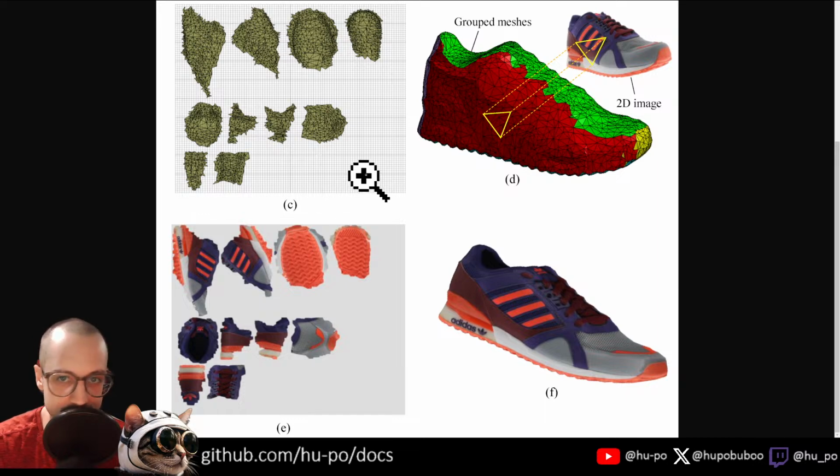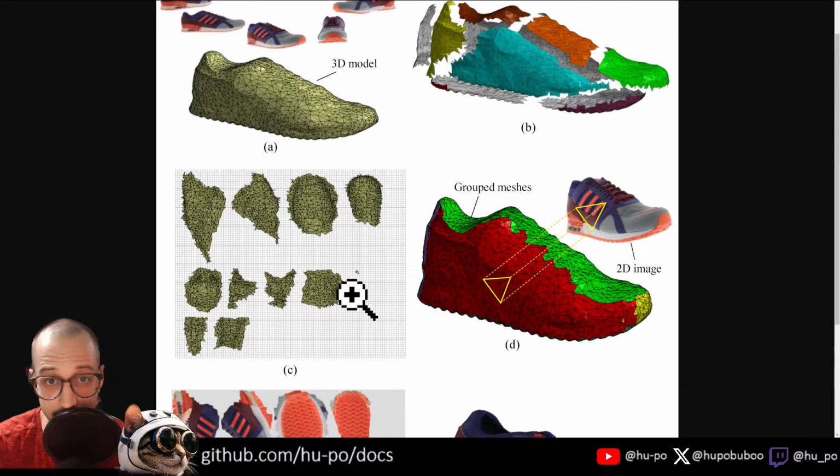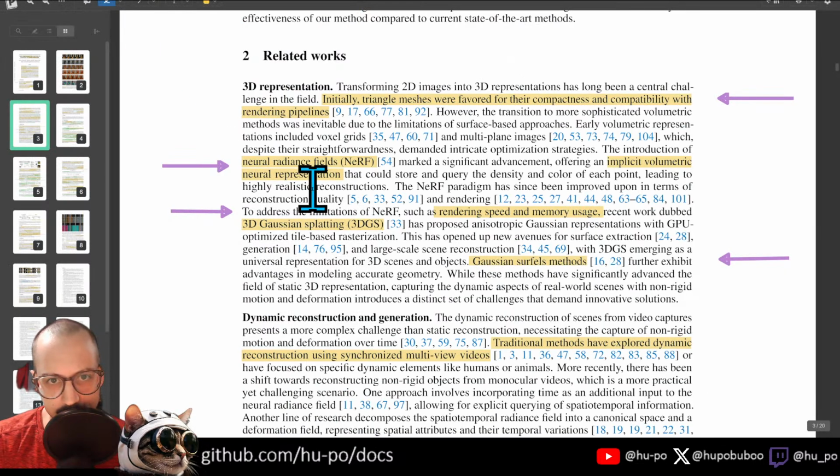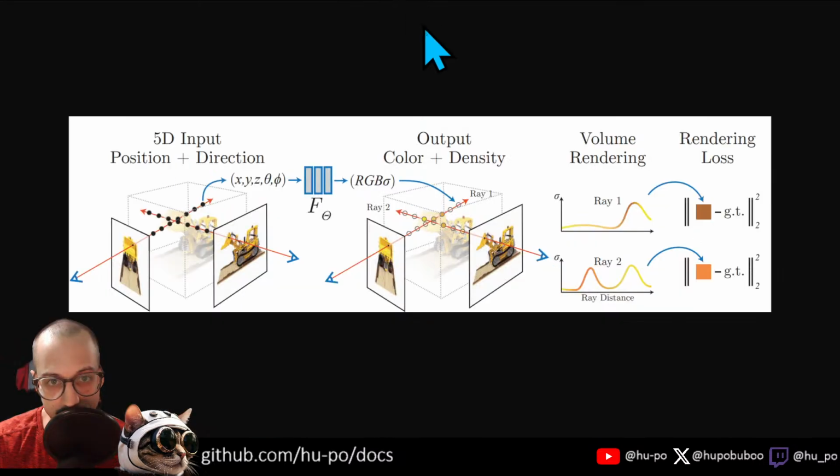And this is how you get textured meshes, which are pretty much how we do everything now. Every single movie is using this. Every single video game is using this. But then we had the introduction of neural radiance fields, which are an implicit volumetric neural representation. So then there was the NeRF craze.